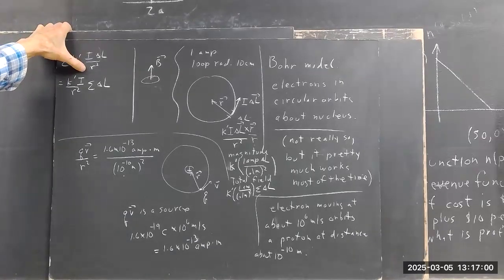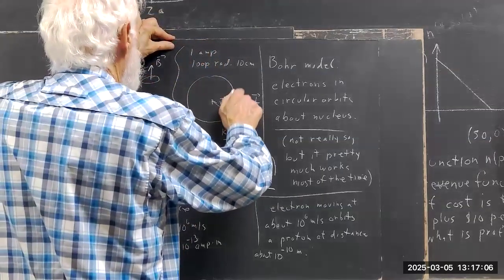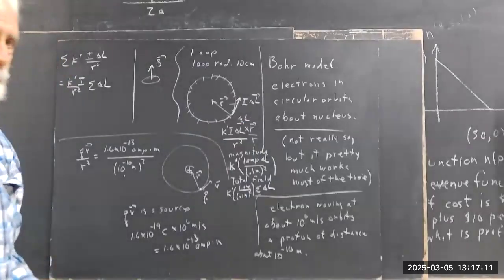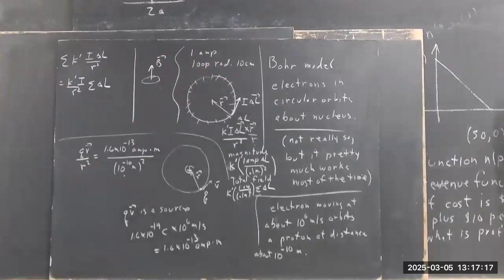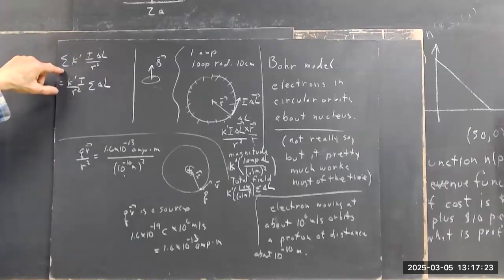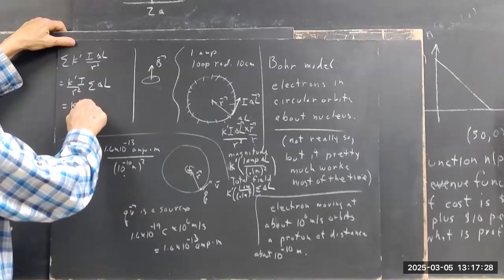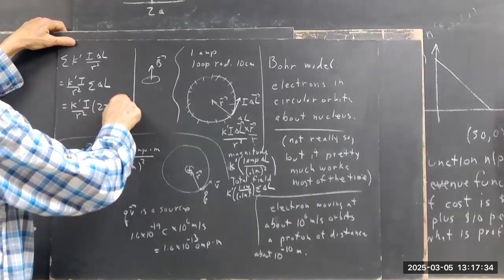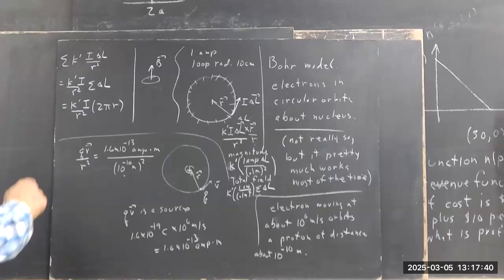K prime, I, and R are all the same for any length increment we want to use around the whole circuit. Okay. So when you add these up for all the increments around the circle, you could factor out the K prime I over R squared from the sum and just add up your delta L. But all your delta L's just add up to the circumference of the circle, which is 2 pi R.